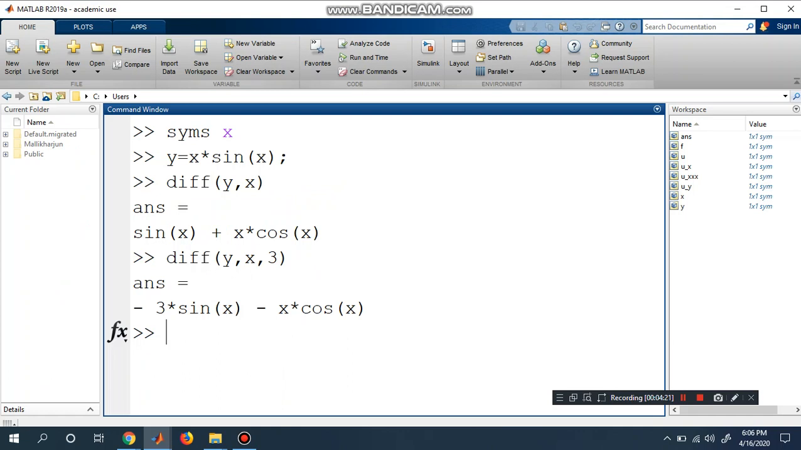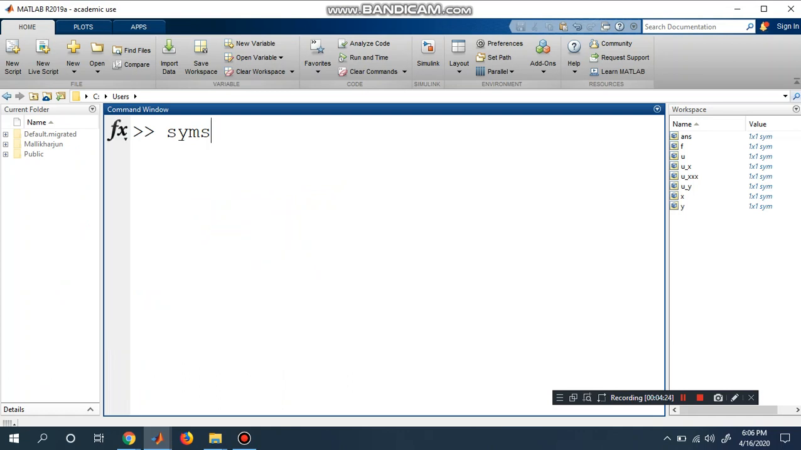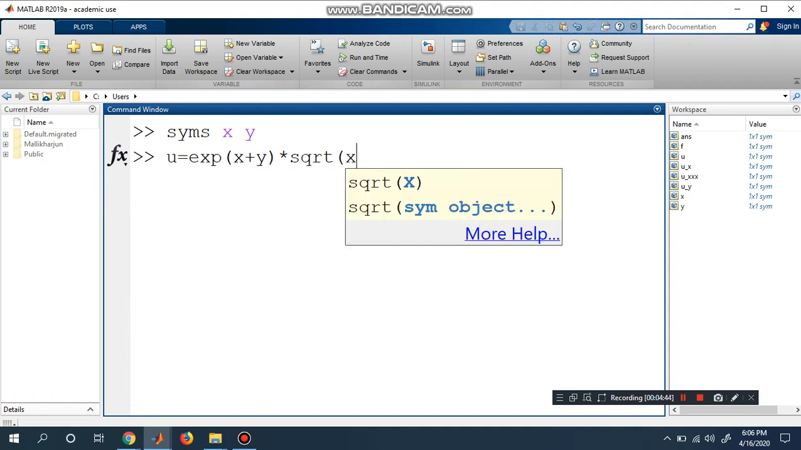Okay, so let us type in the command window. First I will clear the command window. Now we define x and y as symbols. Now I will take u as exp of x plus y, because for the exponential in MATLAB the syntax is exp, into, and for square root the MATLAB syntax is sqrt, of x square plus y square.